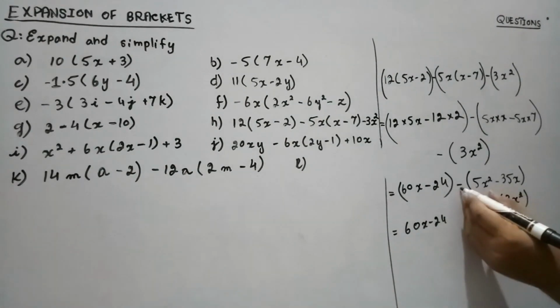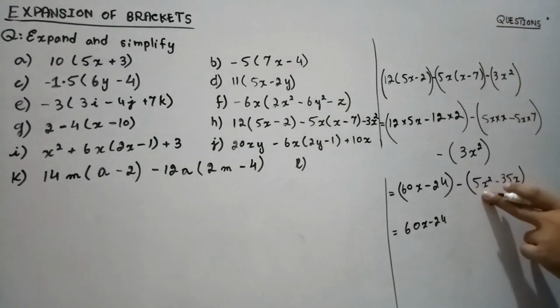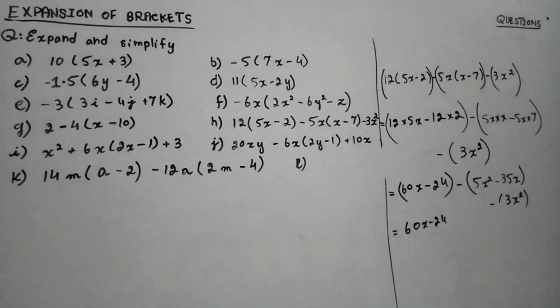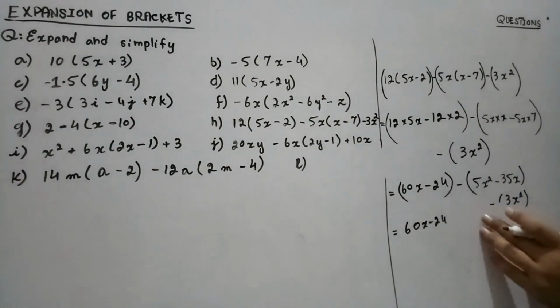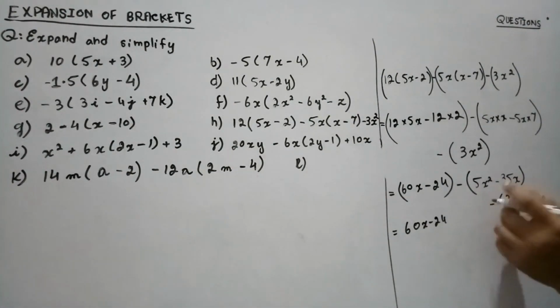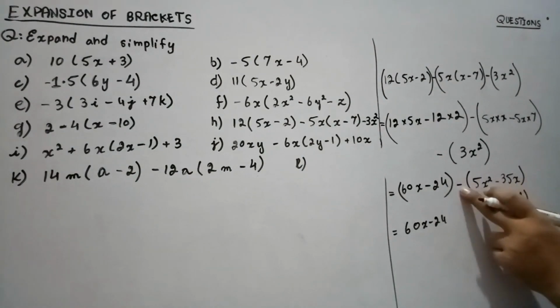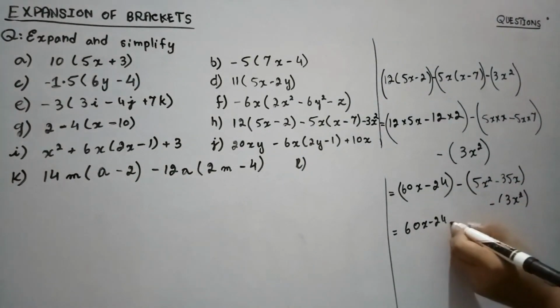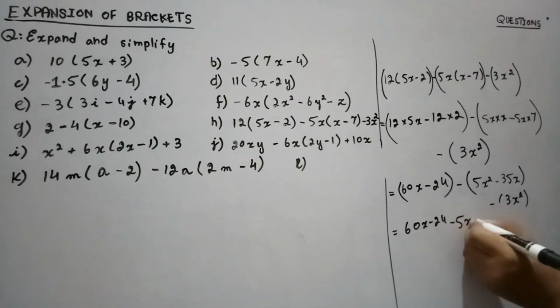But this time this negative sign is going to multiply by this 5x squared, and also this negative 35x. So if I multiply this minus sign with this one, minus times plus will be equal to minus, and this 5x squared as it is.